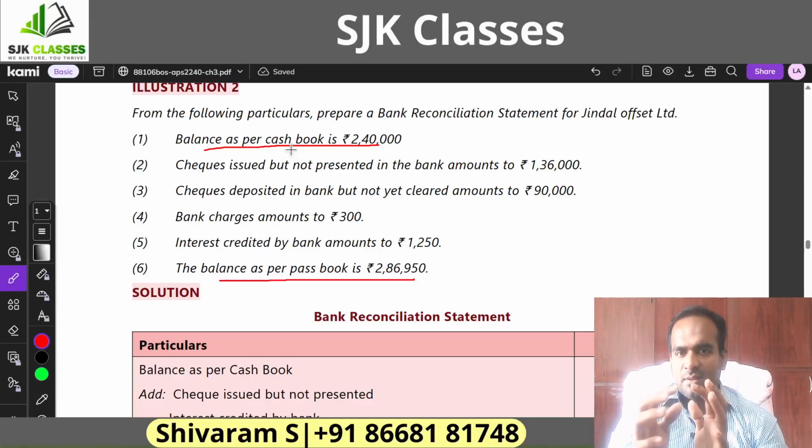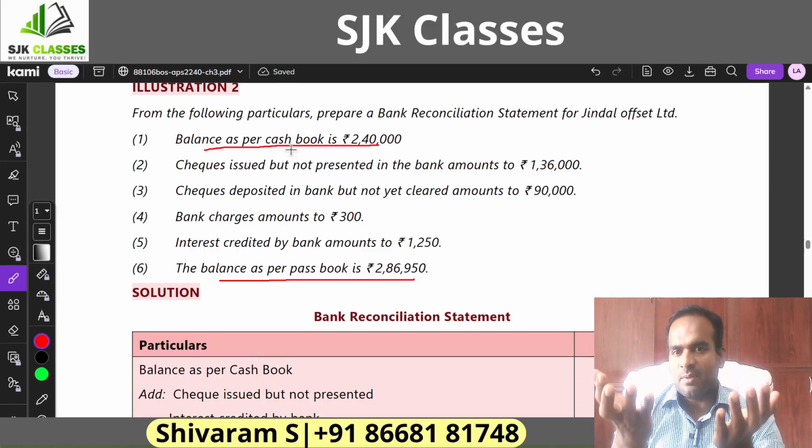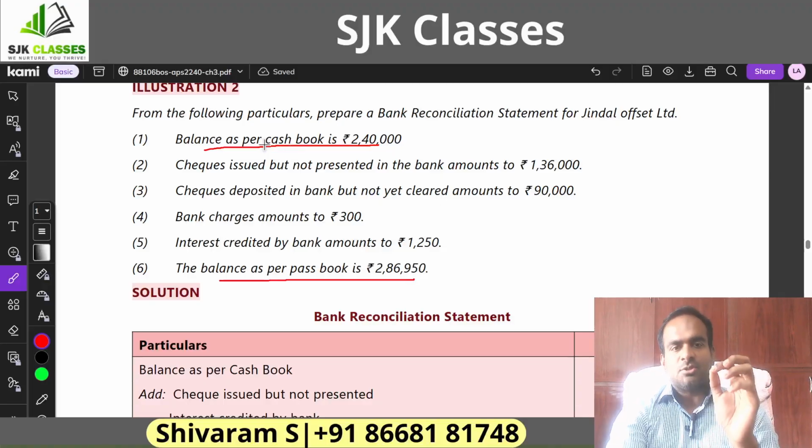For BRS, there are n number of ways for preparation. I follow the hand movement. I'll explain how this is done. What is the logic behind this? I'll tell you now. Let's take up this question. Since we can go with both the records, I'm going to take the base as cash book here.